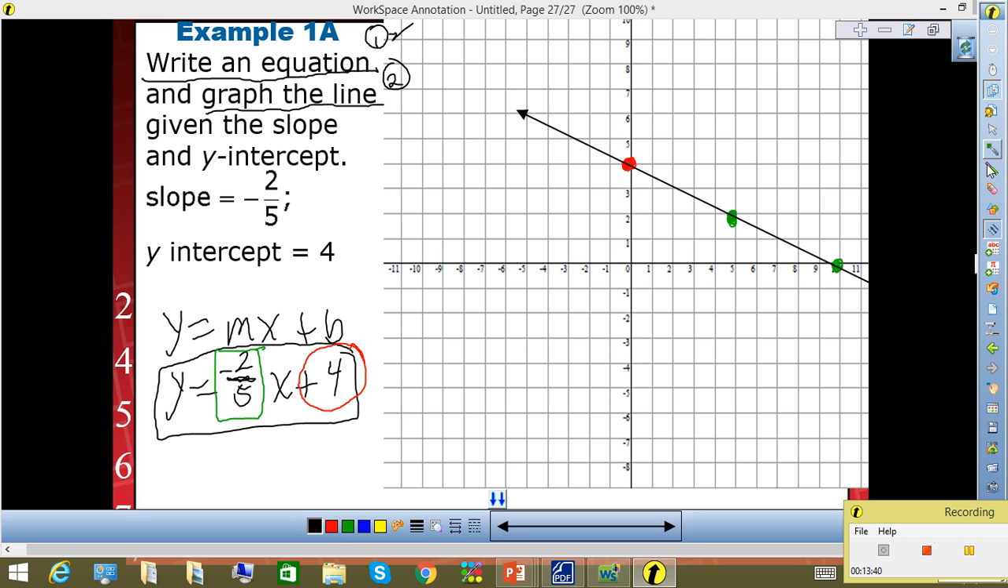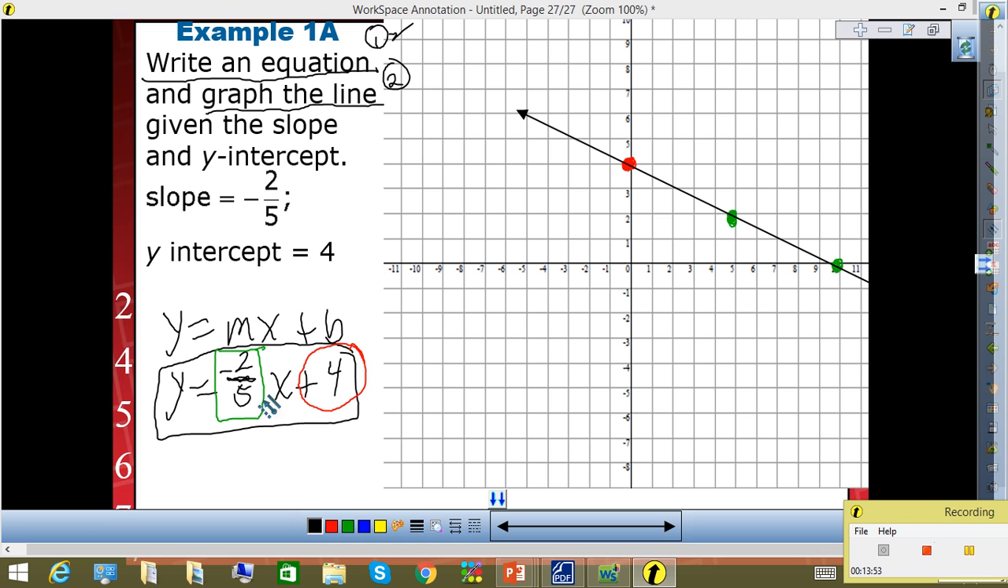So let me recap just to make sure you got this. It says here, example 1A, write an equation and graph the line. There's two things we're doing, given a slope and y-intercept. So given this information, the first thing that I did to write an equation, I wrote my form, y equals mx plus b. From there, I substituted values. There they are. The slope is -2/5. The y-intercept is 4. So my equation is y equals -2/5 x plus 4.